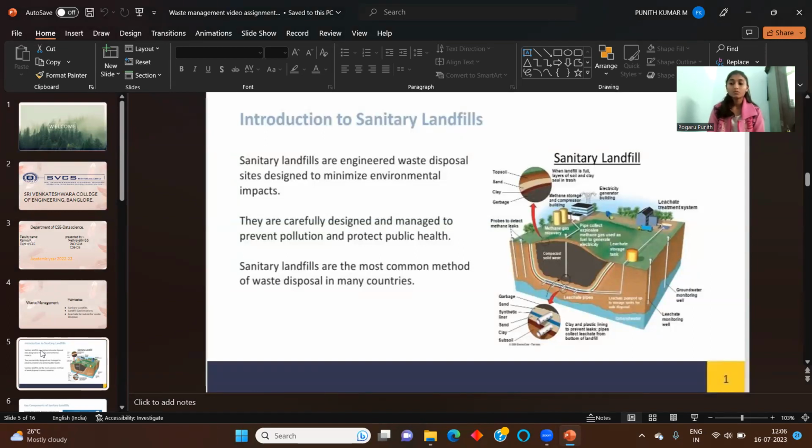So, this waste disposal is suitable when the land is available at affordable prices, and also a trained workforce is needed and the technical resources are available to operate and manage the site. They are carefully designed and managed to prevent pollution and also protect public health. Sanitary landfills are the most common method of waste disposal in many countries and also in India.